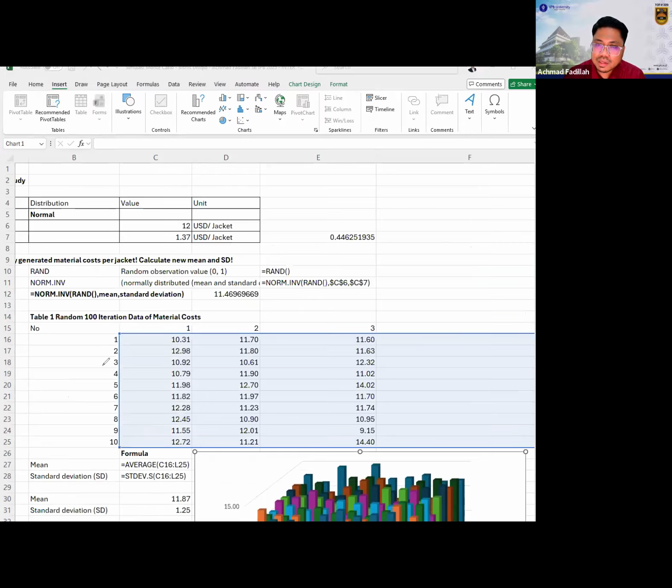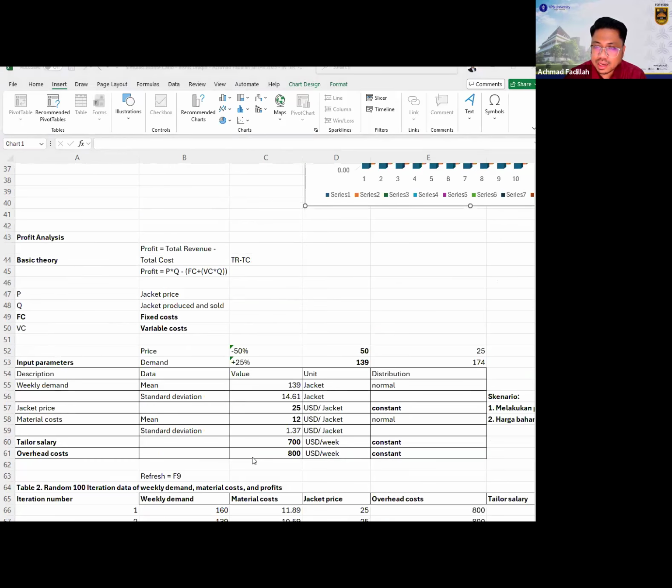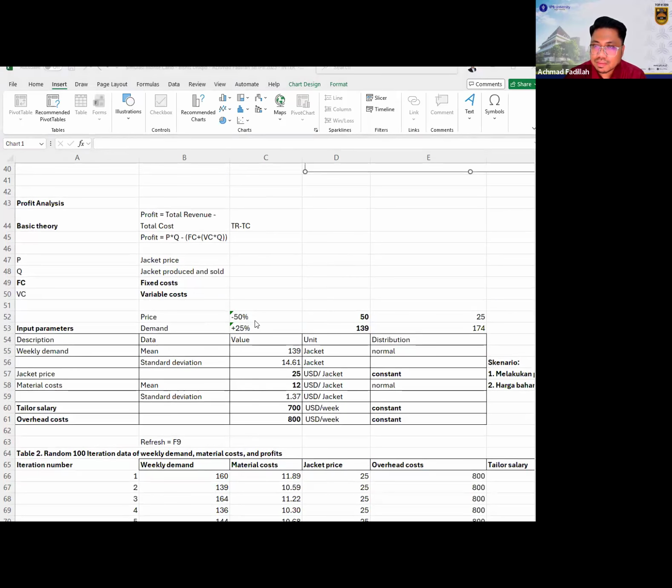And this is about the cost analysis, about the material cost. And you still remember about the profit things. We can move to another example. This is a profit analysis.